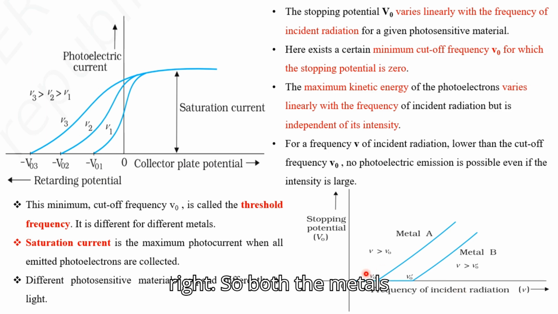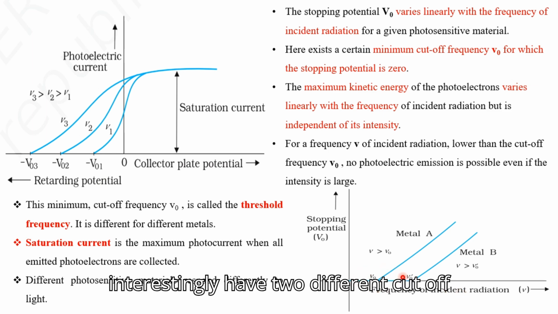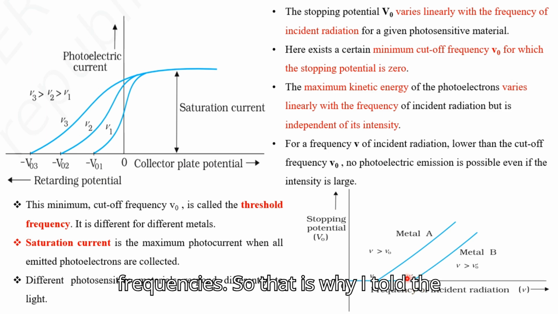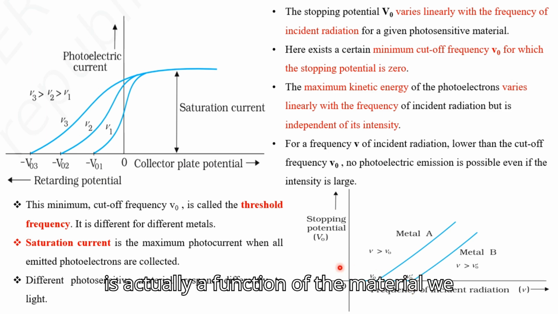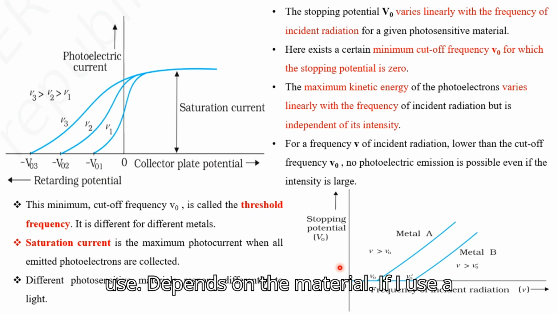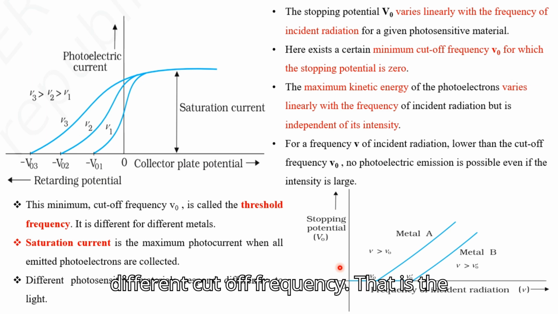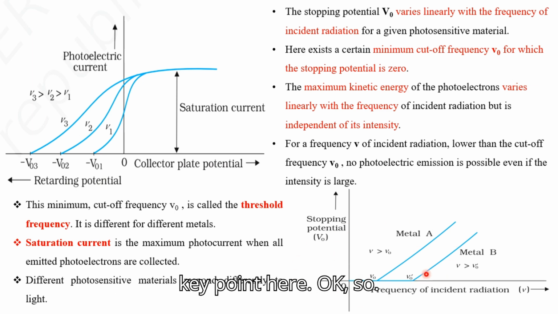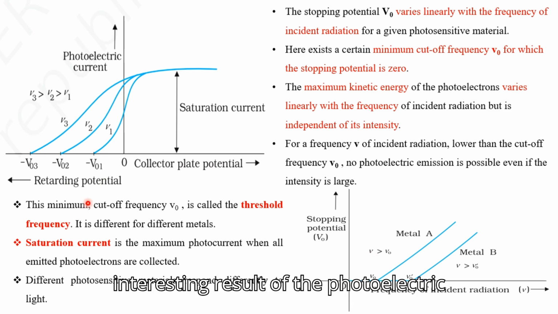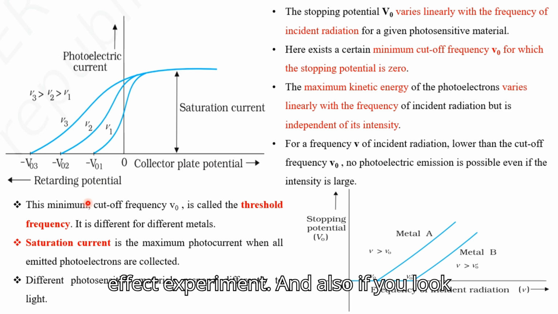Both the metals interestingly have two different cutoff frequencies. So that's why I told you the cutoff frequency or threshold frequency is actually a function of the material we use. It depends on the material. If I use copper, I'll get a different cutoff frequency. If I use zinc, I'll get a different cutoff frequency. That's the key point here. So the cutoff frequency was a very interesting result of the photoelectric effect experiment.